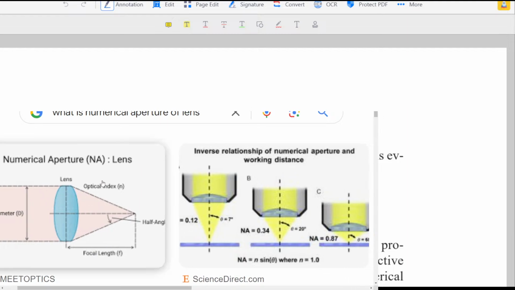So this was the optical index, half angle, focal length, of a lens. So this is a lens. It is better if the distance is smaller, and that will only happen if the wavelength of the light is shorter, and automatically the aperture, optical index, or you can say numerical aperture, will become larger. That means the distance will become smaller, and as you can see, this is the focal length.